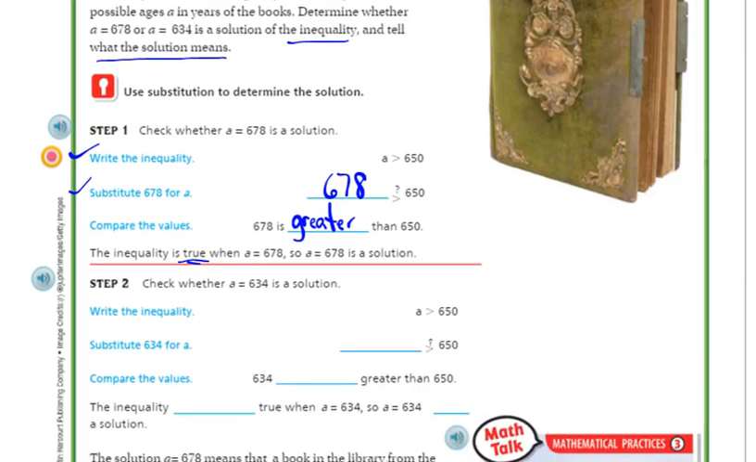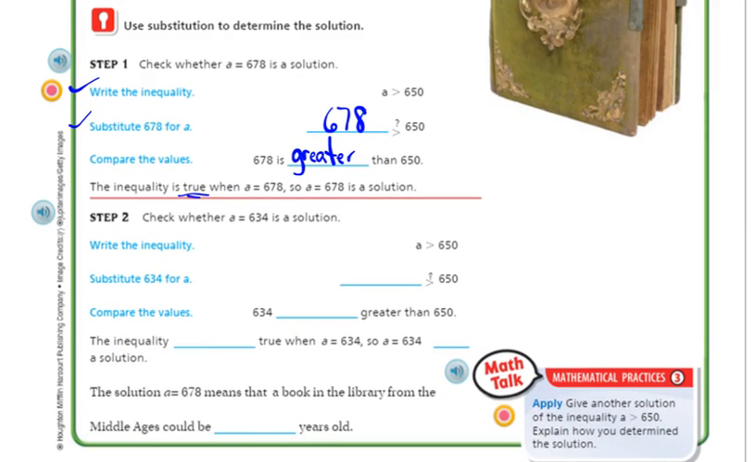Let's go ahead and try the 634. Again, we start by writing the inequality. Then we substitute into the inequality with the 634. Is 634 greater than 650? And in this case, it is not. So 634 is not greater than 650.